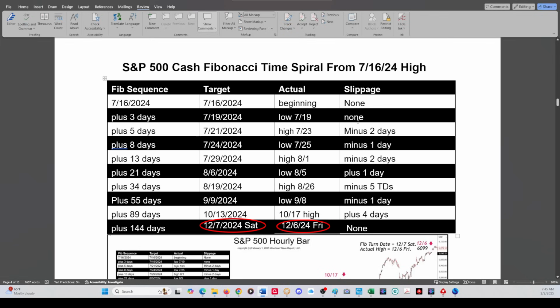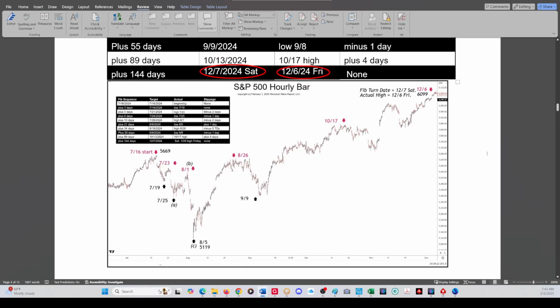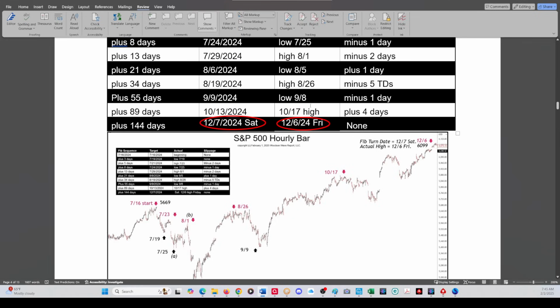You can see the slippage here: none, 2 days, 1 day, 2 days, 1 day, 5 trading days, 1 day, 4 days, none. So there was some slippage there, but there's all those targets there, and it was calling basically alternating highs and lows. You can see all the turn dates here with the arrows: down, up, down, up, down, up, down, up, down, and down again for the last two. Okay, so that's what we're looking at there.